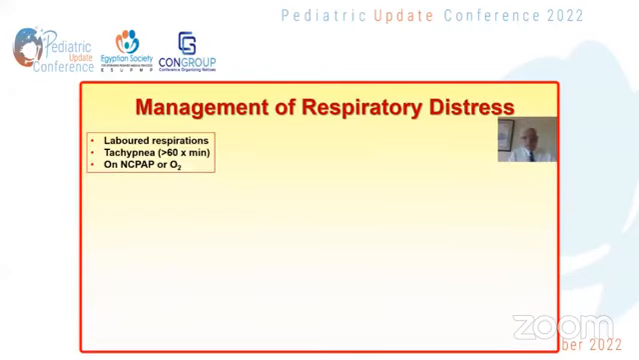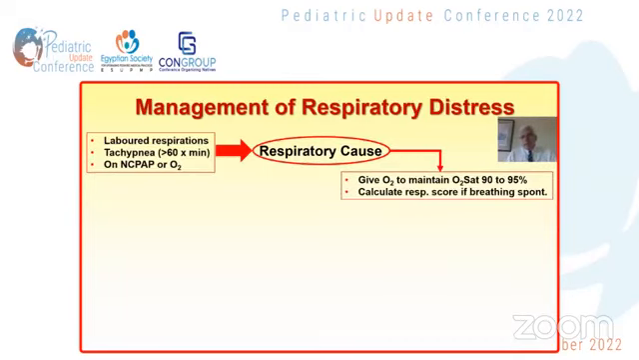So if you have a baby that has labored respirations, is tachypneic, breathing more than 60 per minute, and is either on CPAP or oxygen by nasal flow, you most likely are dealing with a respiratory cause. At that point, what you have to do first is try to maintain the oxygen saturation between 90 and 95, adjusting the oxygen accordingly. After that, you try to calculate the respiratory score if the baby, of course, is breathing spontaneously. If the baby is intubated already, the score is not useful.